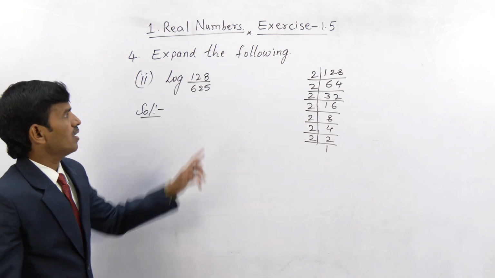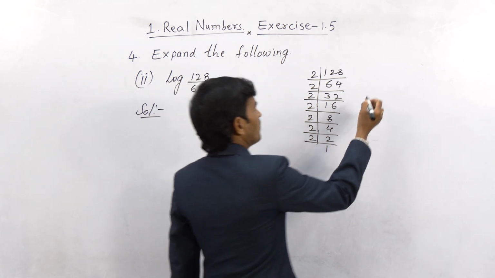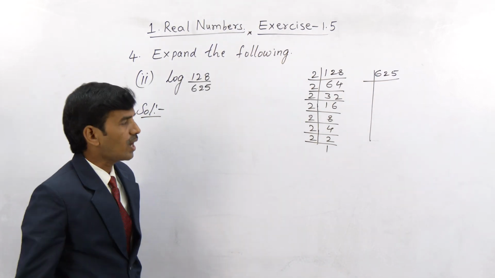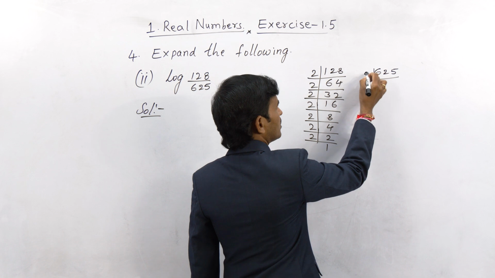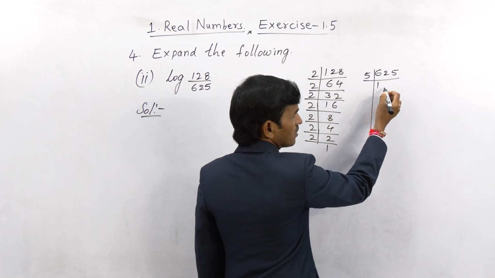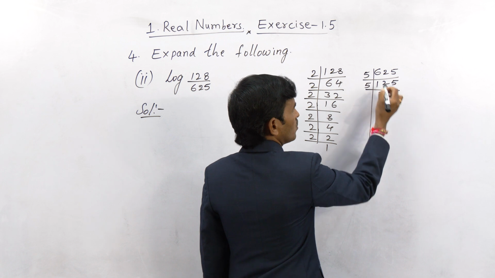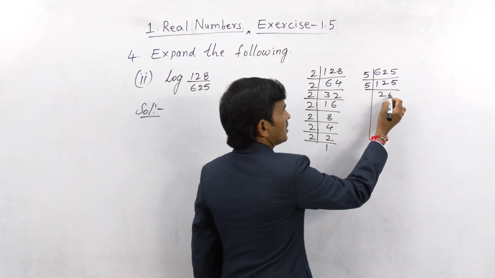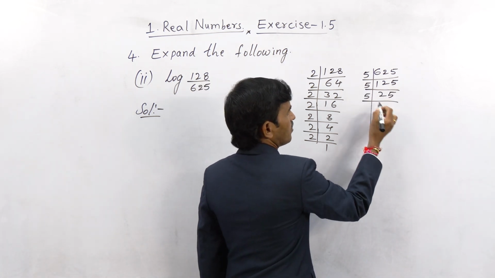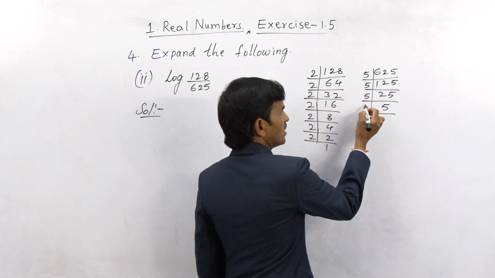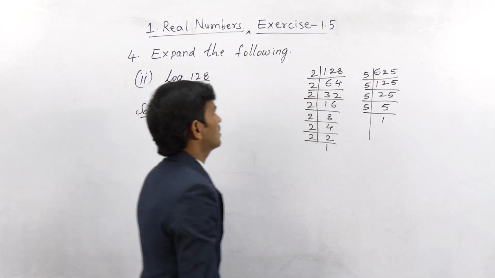In the same manner, write the prime factors of 625. As the digit ends with 5, we can divide this number by 5. 5 1s are 5, 5 2s are 10, 5 5s are 25. In the same manner, you can divide this 25 also by 5. 5 5s are 25, 5 1s are 5.